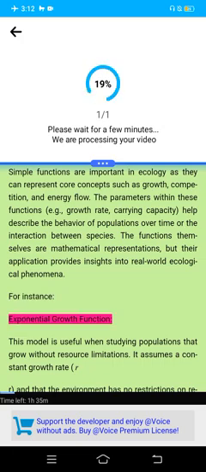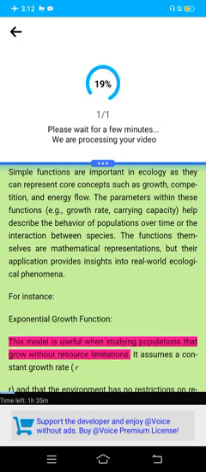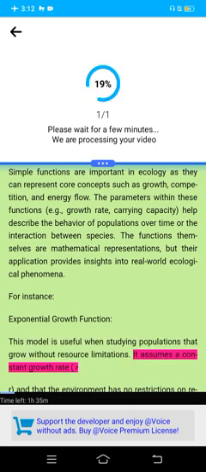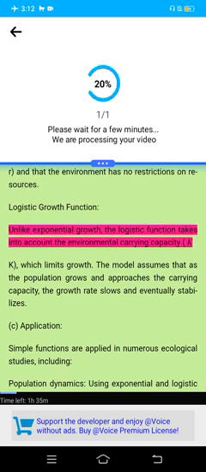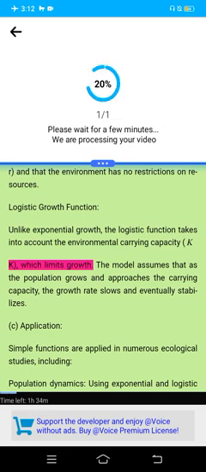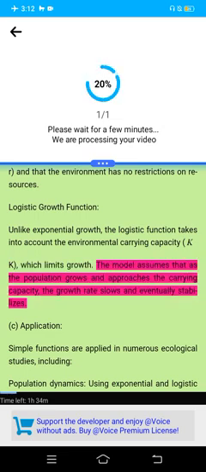For instance, the exponential growth function. This model is useful when studying populations that grow without resource limitations. It assumes a constant growth rate, r, and that the environment has no restrictions on resources. The logistic growth function, unlike exponential growth, takes into account the environmental carrying capacity K, which limits growth. The model assumes that as the population grows and approaches the carrying capacity, the growth rate slows and eventually stabilizes.